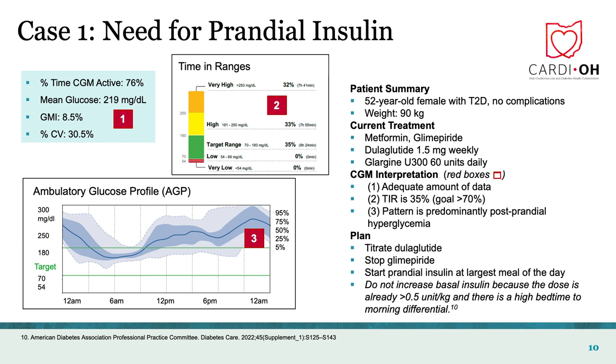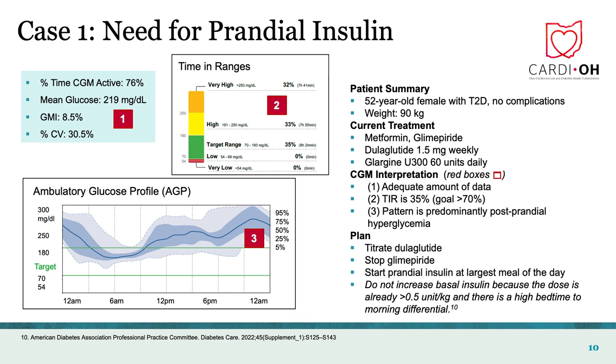Overall, there is a reasonable amount of data as shown in that light blue box there. We have about 76% of the data. The overall glycemia is above target for this individual, which we would try to aim for an A1C of around 7% or less. We can see that also in the time in target range, which is only 35%. But thankfully, there's no hypoglycemia here.